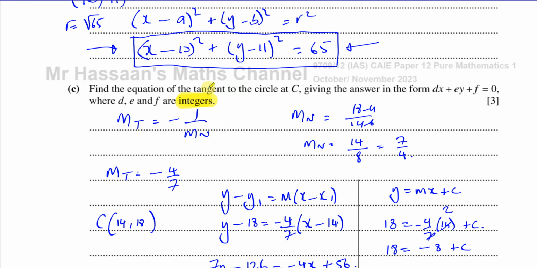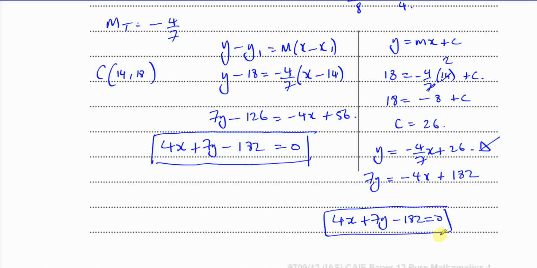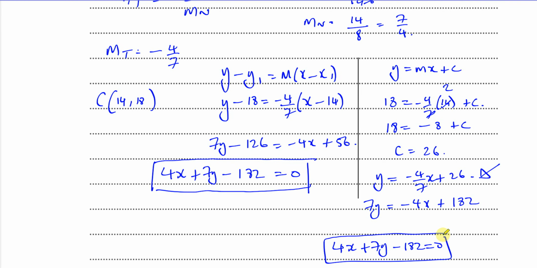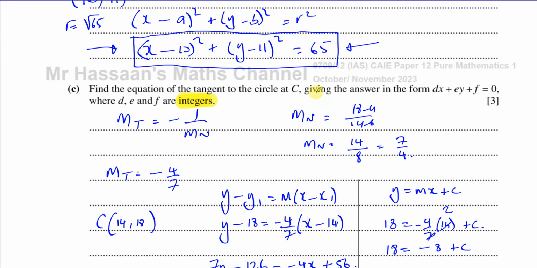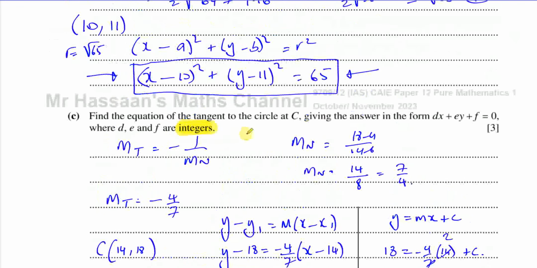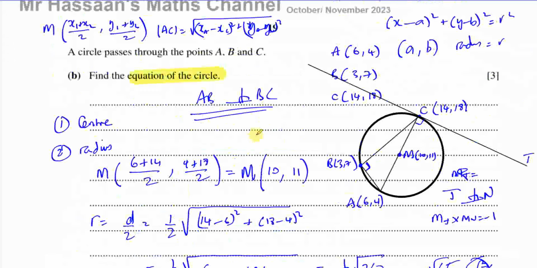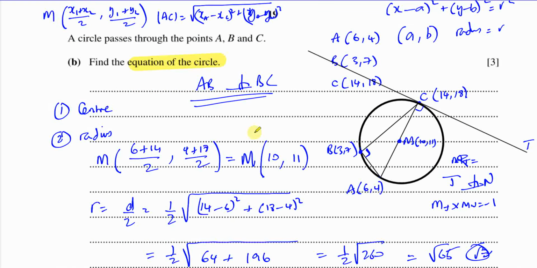Some people will say, find the equation of the tangent to the circle at C, and they won't read anything else. And they will give their answer in this form and they will lose some marks for nothing. Right? Just for being too lazy to read a couple of seconds longer in the question. So please do not make that mistake. Okay, very, very important. So that concludes this question.